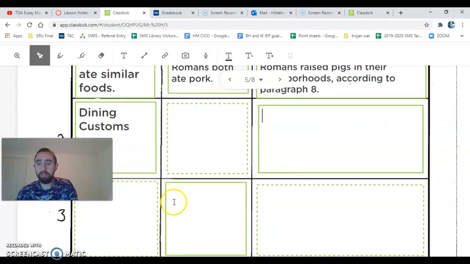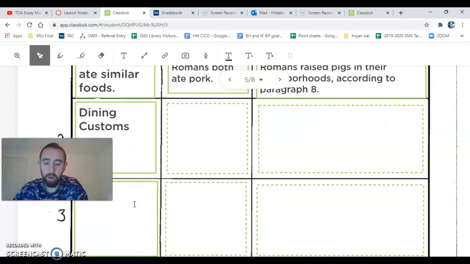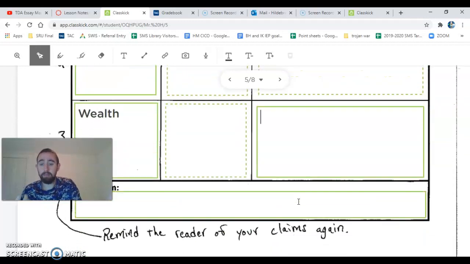And then finally, we know we need to talk about wealth, right? How Americans show off their money, how Romans show off their money. We can find some evidence from the article. We can explain then that evidence so it makes sense to the reader. And we could also then explain how Americans show off their wealth, how it's the same or how it's different. And then that brings us to the conclusion.